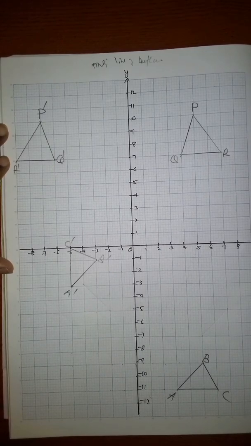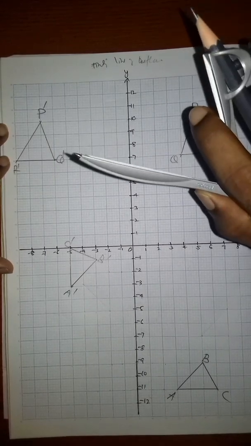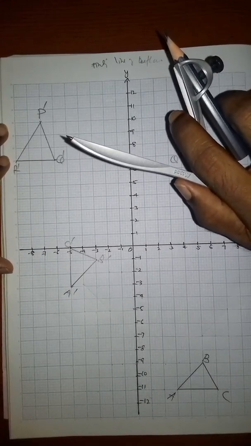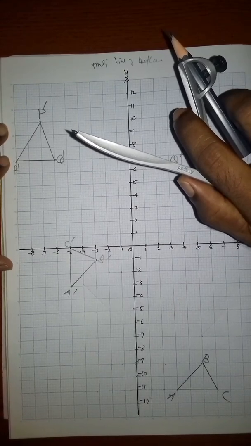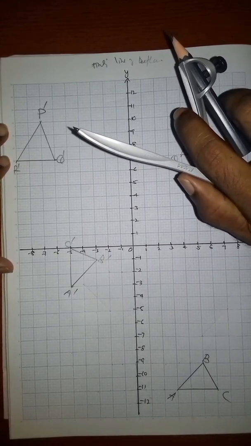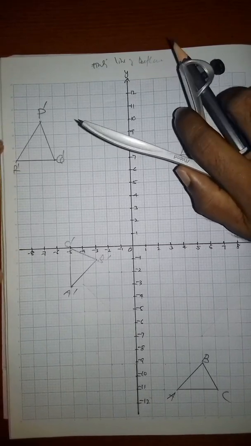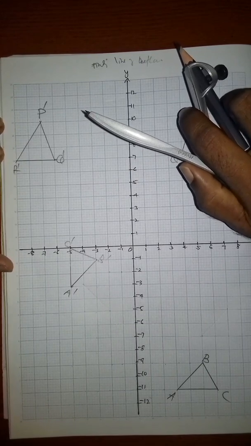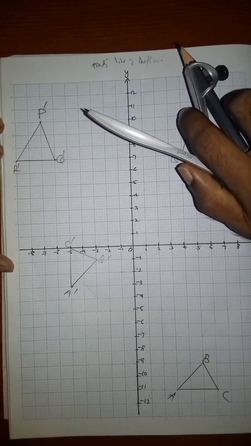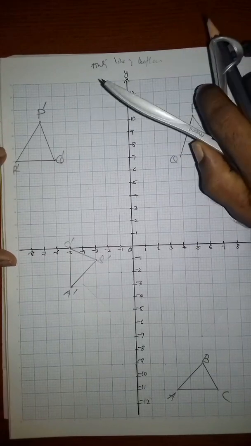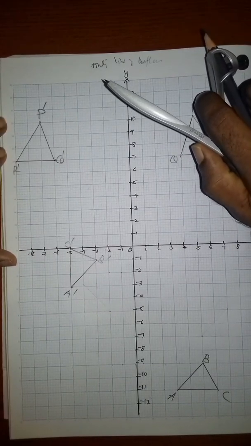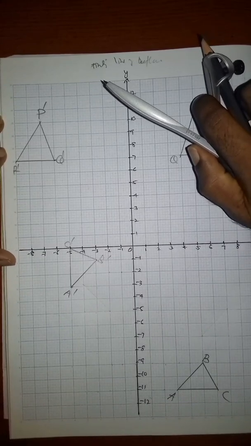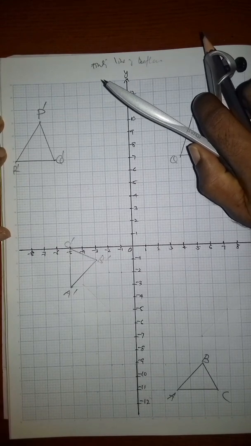So what is the line of reflection? Line of reflection is the perpendicular bisector of a straight line that joins a pair of corresponding object and image points. Line of reflection is the perpendicular bisector of the straight line joining a pair of corresponding object and image points.